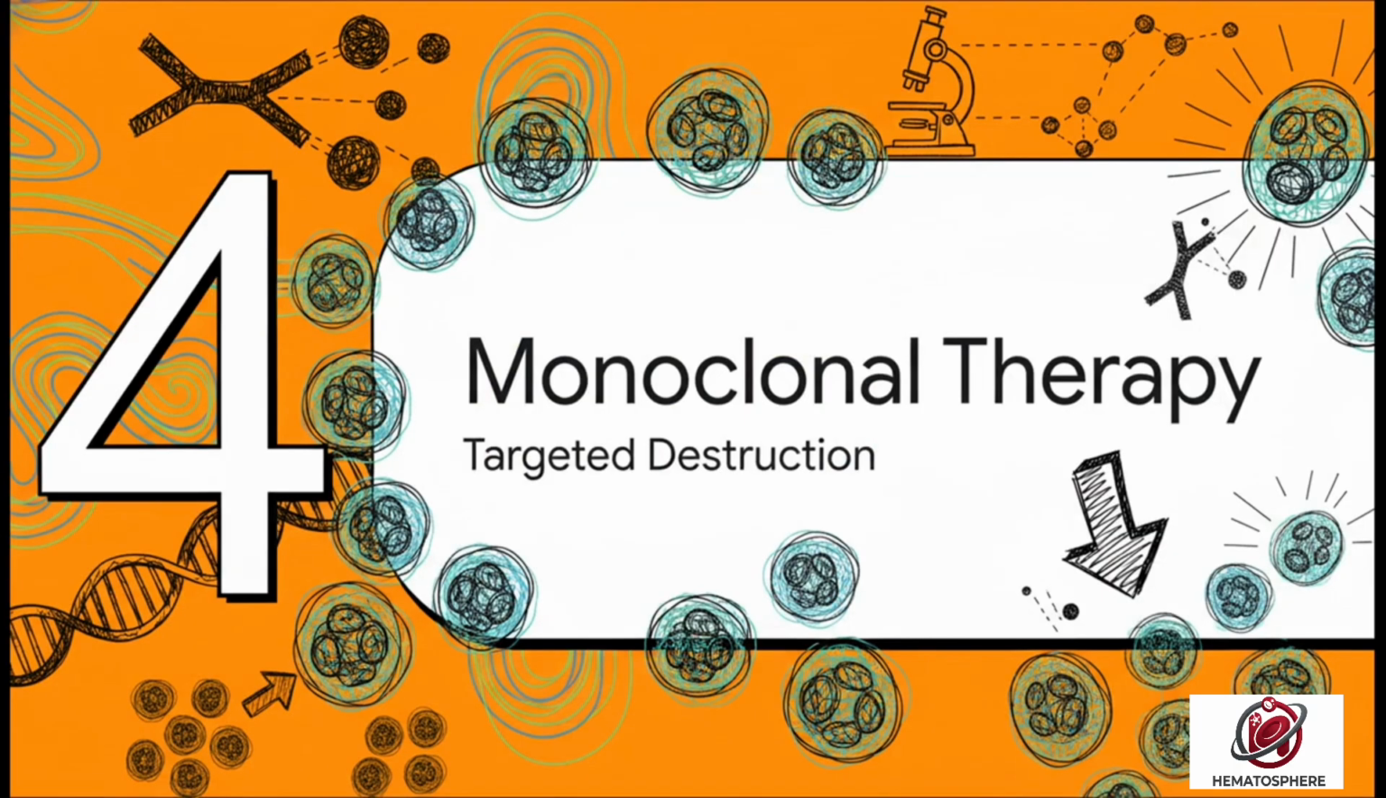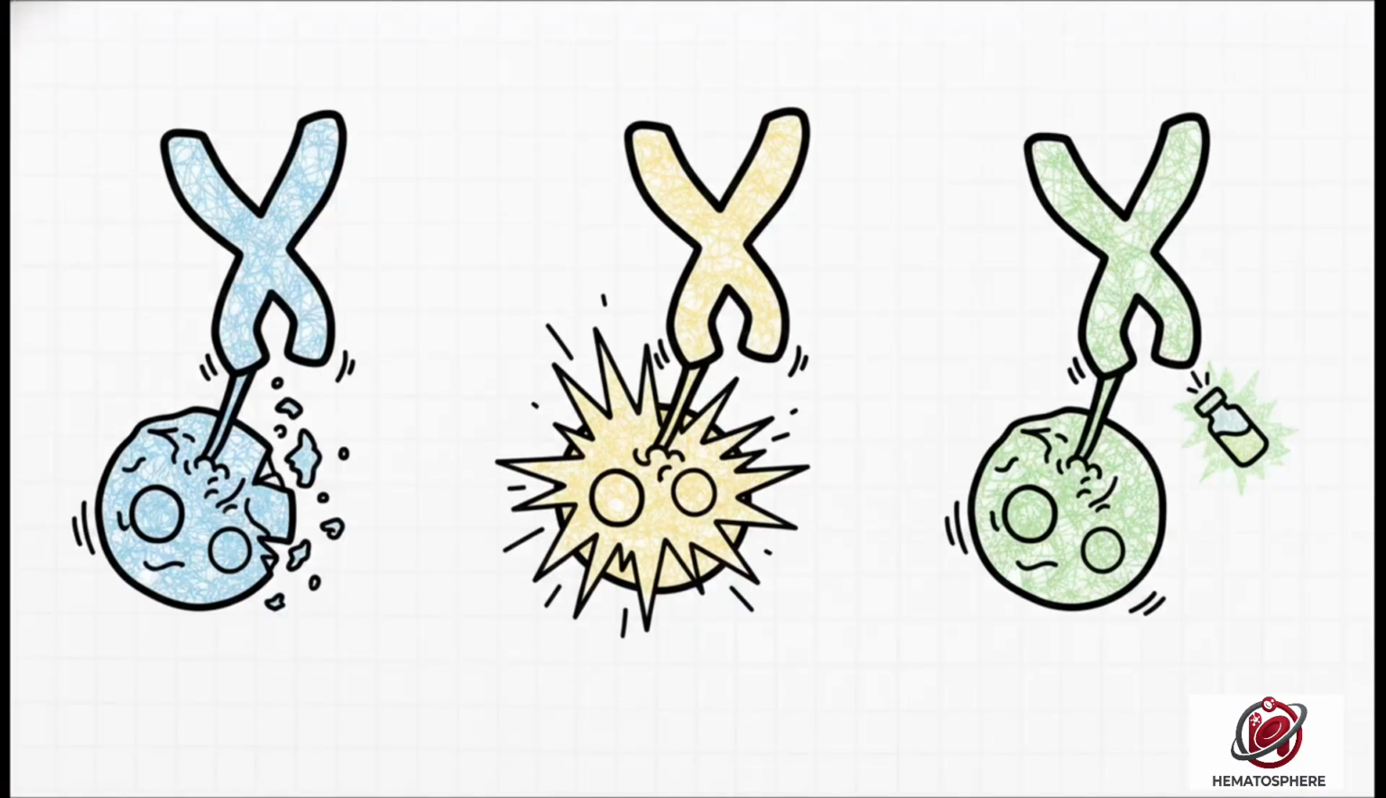Section 4. Monoclonal therapy in action, targeted cellular destruction. Let's zoom out for a second and look at 3 distinct examples of how we manipulate this exact biochemistry in the clinic to treat hematological cancers. Treat these as 3 separate mini-stories of bioengineering.